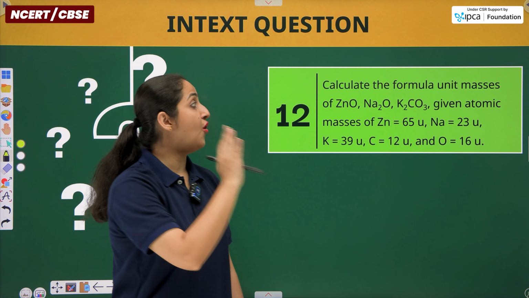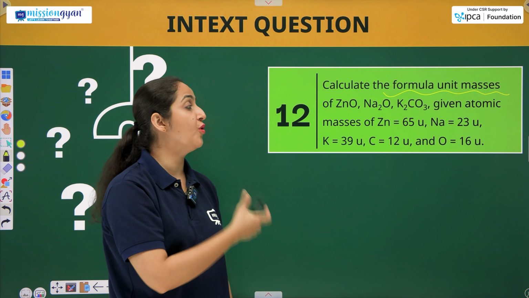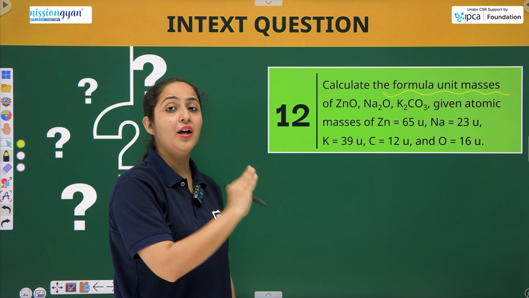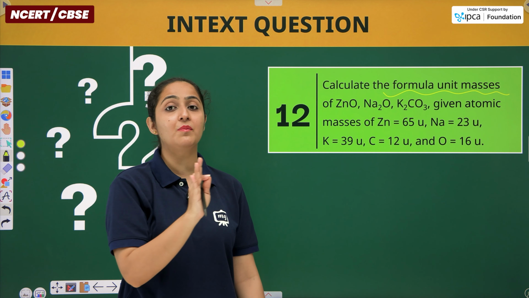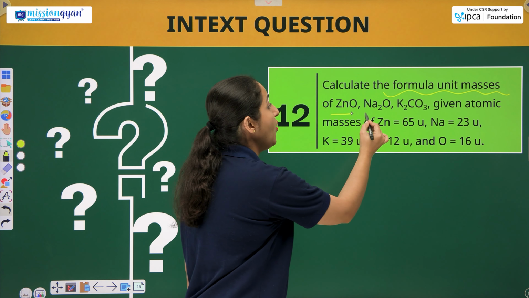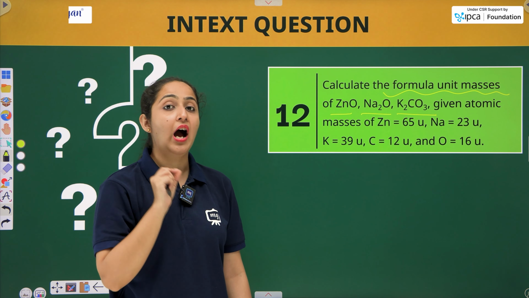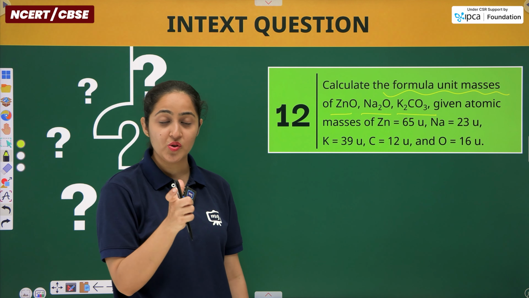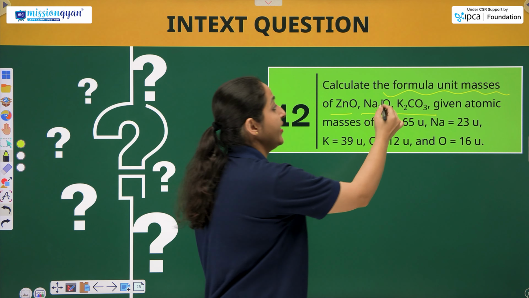Now the next one is formula unit mass. So if you remember, students, we use this term formula unit mass. Actually, the calculations are the same. यहाँ पे हमें calculate तो same तरीके से करना है, but why do we say it as formula unit mass? Because we are talking about the ionic compounds here. ये ZnO, Na2O, K2CO3, these are ionic compounds. So जब ionic compounds की बात करते हैं तो हम molecular mass word का use नहीं करते हैं, because these are not molecules. These are ionic compounds. So इसलिए हम क्या use करते हैं?